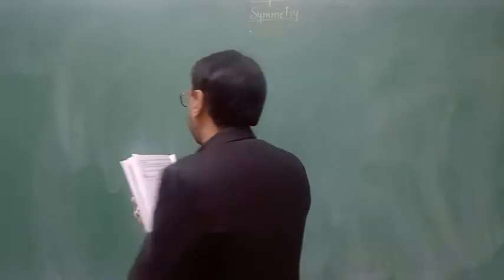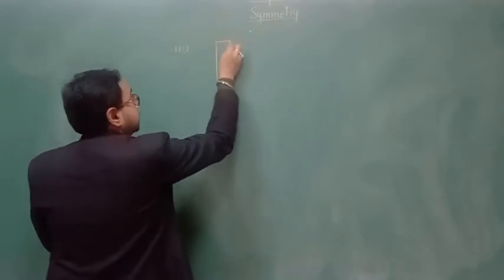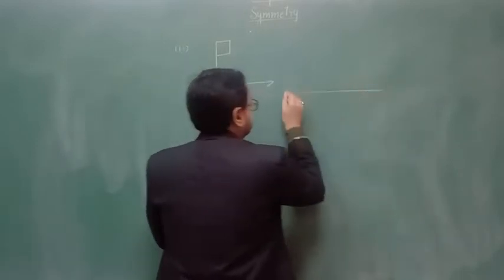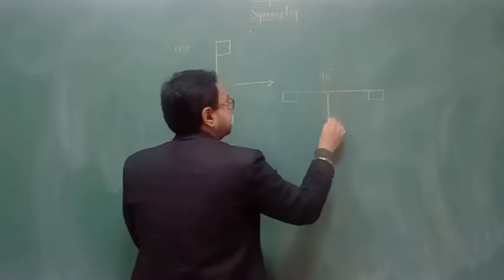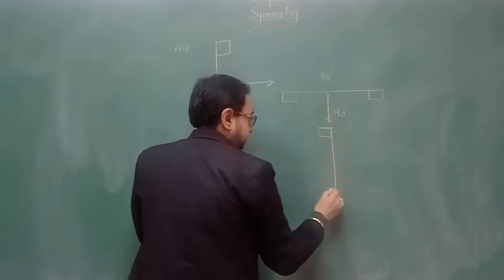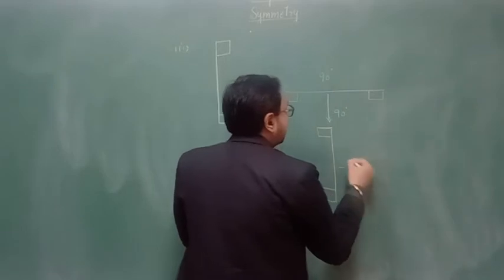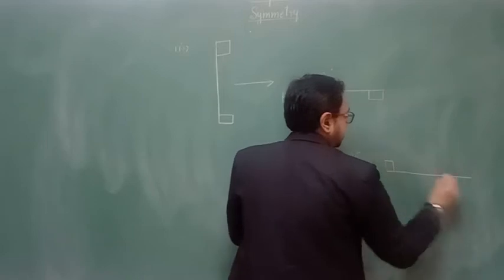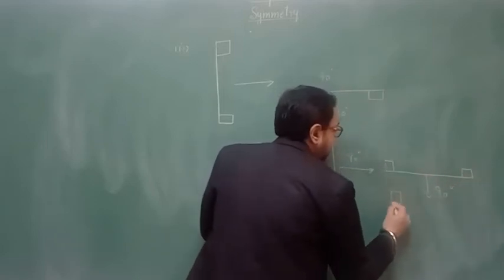Third figure. Observe the third figure. Here, observe, the third figure is like this. If I rotate through 90 degrees, it will be like this. On rotating through 90 degrees, it will be like this. Again, rotating through 90 degrees, it will be like this. After 180 it will look like this. After 180 again, if I rotate like this, how will it look? It will look like this. And again after 90 degrees, meaning 360 degrees, it takes back its original position.